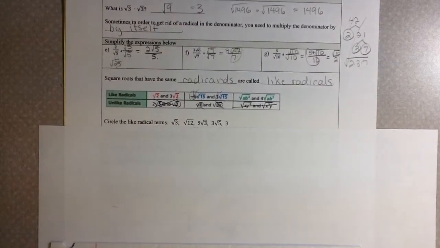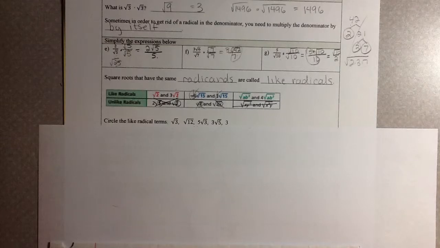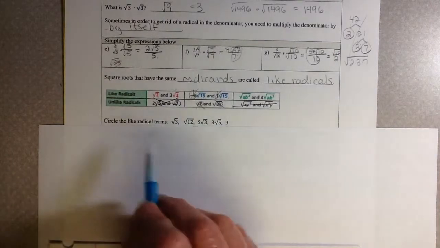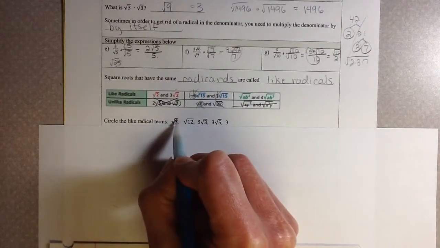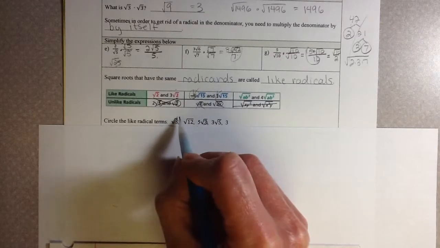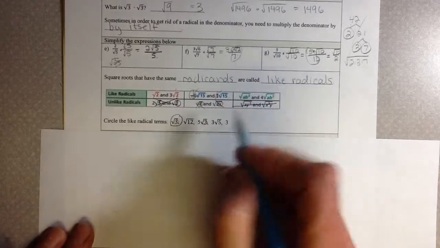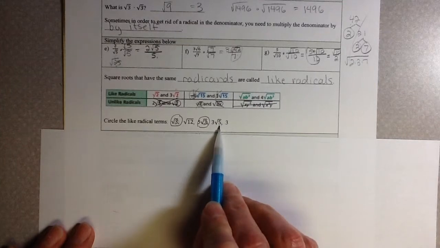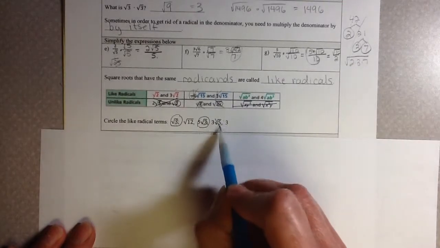Okay, let's look at these and see if we can pick out the like radicals. Up here they were nice. They were all simplified. So here, all right, so picking up, again, asking the question if we are going to circle like radical terms. Well, these two are easy to spot because they both have the square root of 3. So this is a like radical with this one. Now 5 is prime, so we don't have to worry about this. This one doesn't have a radical, so we don't have to worry about that one.